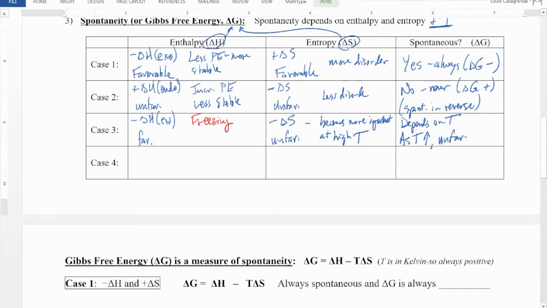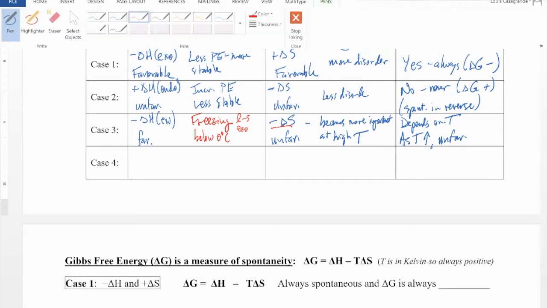So freezing is an exothermic process, but the delta S is negative, right? It's going from a liquid to a solid. So it's exothermic, but going from a liquid to a solid. Remember that freezing is spontaneous below 0 degrees C. And so this is a process which can be spontaneous, even though it has a negative delta S. It can be spontaneous at low temperatures.